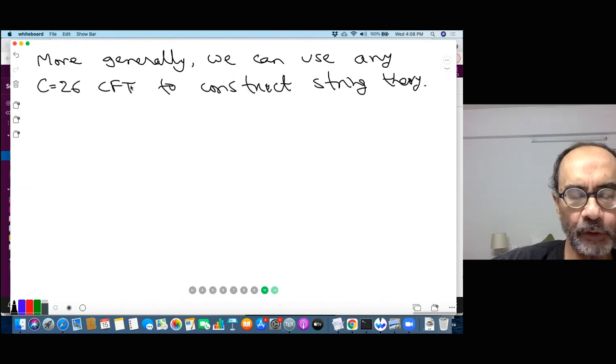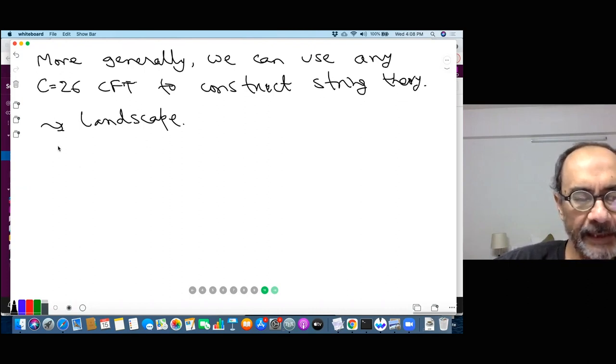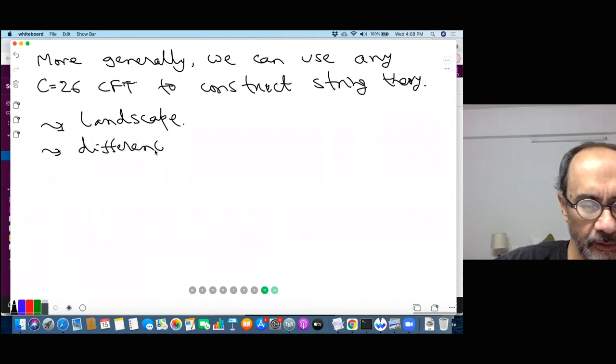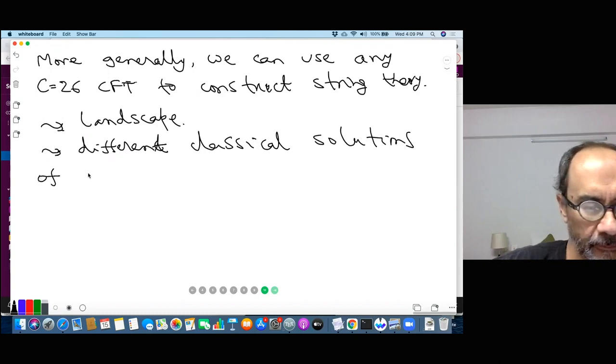So you see that even though bosonic string theory is not consistent, you have many choices of a bosonic string theory because you can have many different C equal to 26 CFTs. So this is sometimes known as the landscape. And physically, we can think of this as different classical solutions of some string theory.